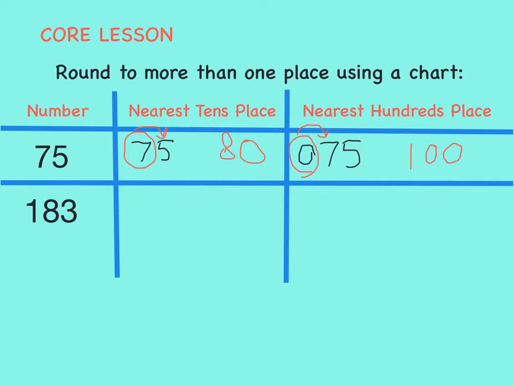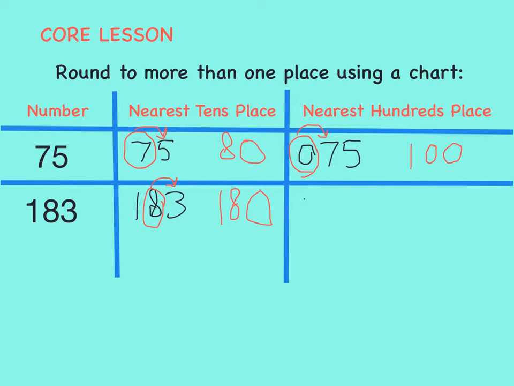The next number we're going to round is the number 183. Let's start by rounding it to the nearest tens place. So 183. Well, first I circle the place I'm rounding to, the tens place. I look to the right to see what to do, and I see a 3, so that means I'm going to round down. So I know that 8 is going to stay the same. Everything to the left stays the same, and everything to the right becomes a 0. So when rounding to the nearest tens place, 183 is closest to 180.